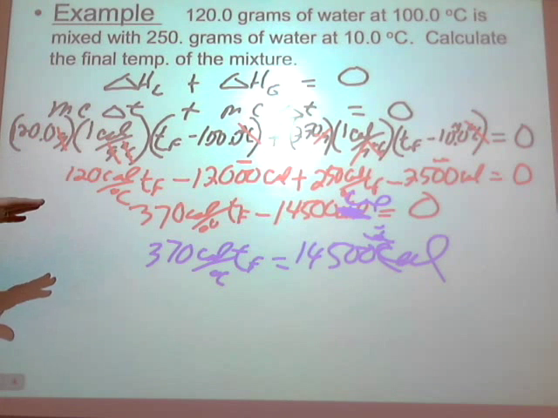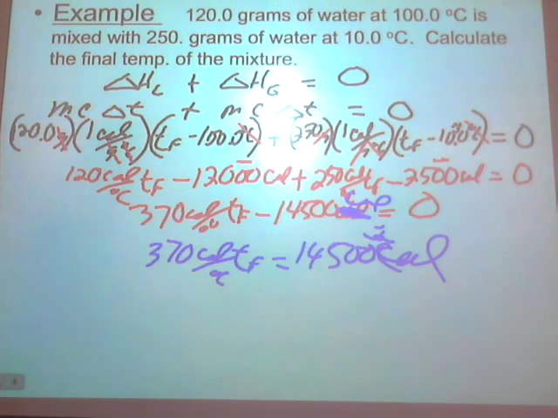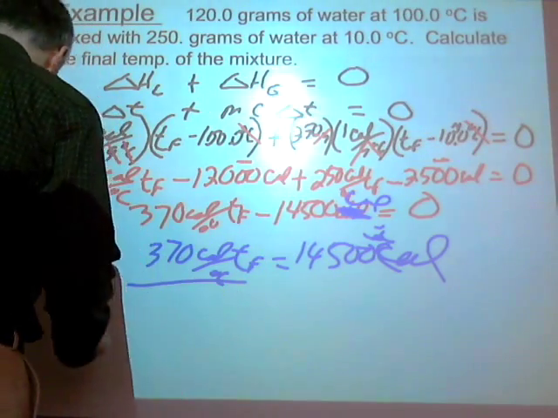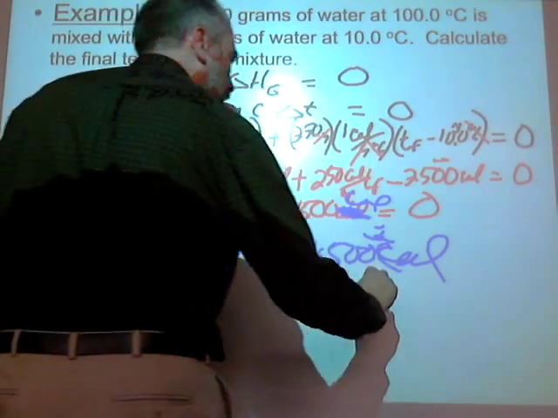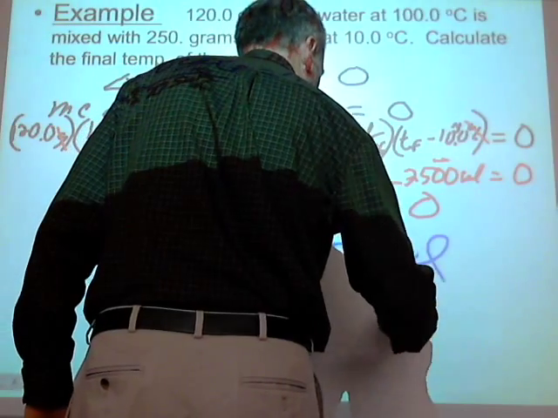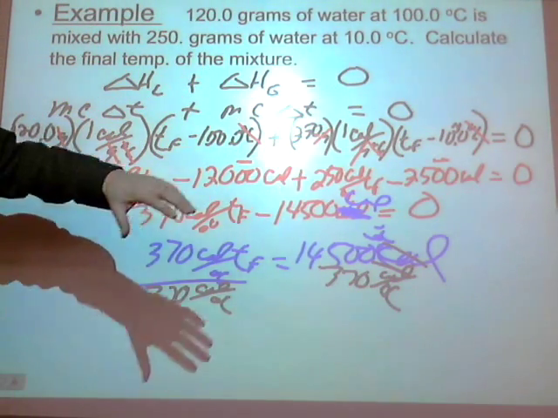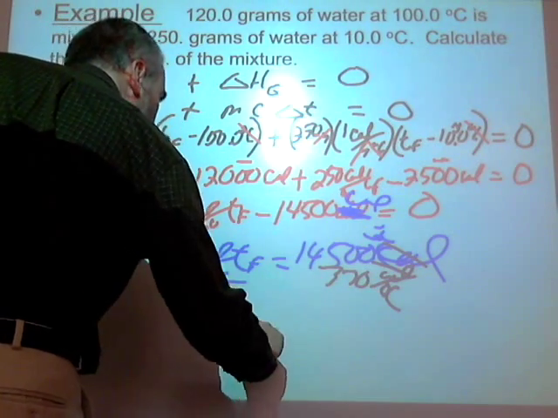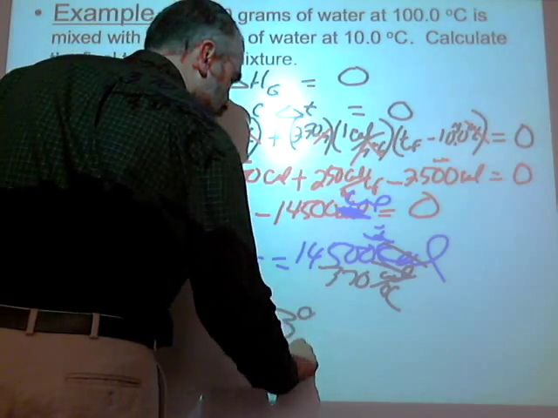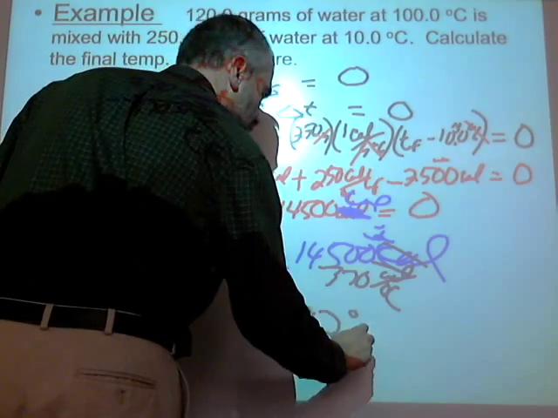Now, I said keeping my units was a benefit because if I have calories there, I know everything works out. Because what am I going to do now? Divide both sides by 370 calories per degree Celsius. The calories will cancel over there, won't it? The degree Celsius was on the bottom of the bottom, so that makes them on the top. And that gives me TF equals what? 39 point 2. Calories canceled, degrees Celsius.